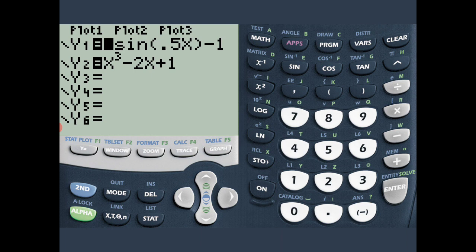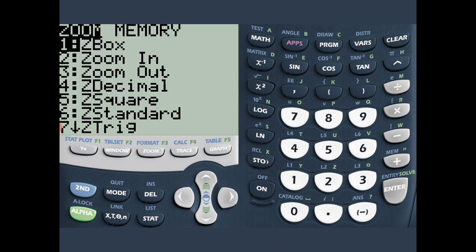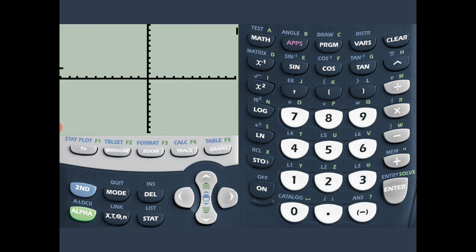When we press graph, just make sure that your calculator setting is in radian and not degree. I'm going to press zoom and graph this on a standard zoom setting, so option 6, and you should end up with something like this. I can see that there are 3 potential points of intersection, so I'm going to zoom in a little bit.